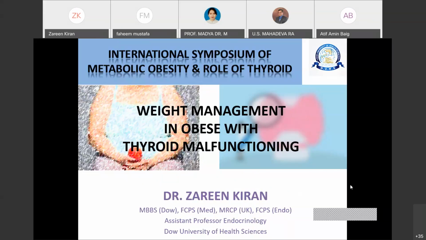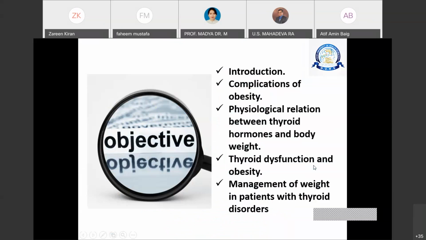How would I move the slides? I am not able. Okay. I will tell you what I've gone through in the literature related to thyroid and body weight. I picked up a question addressed to Professor Madhya about obesity leading to thyroid dysfunction. Maybe the research points I'm going to tell may answer that as well.